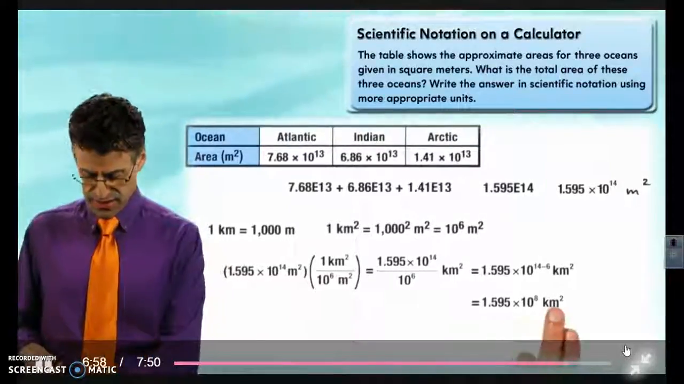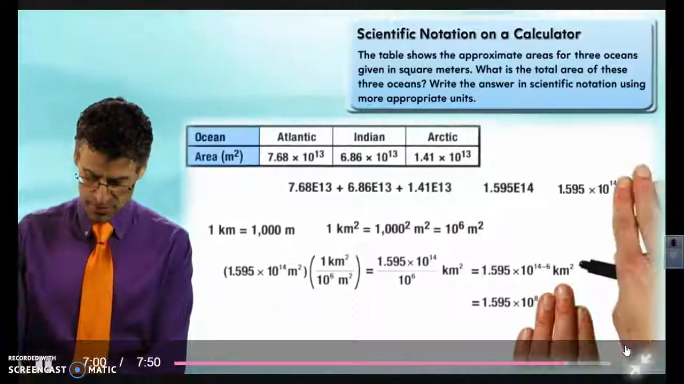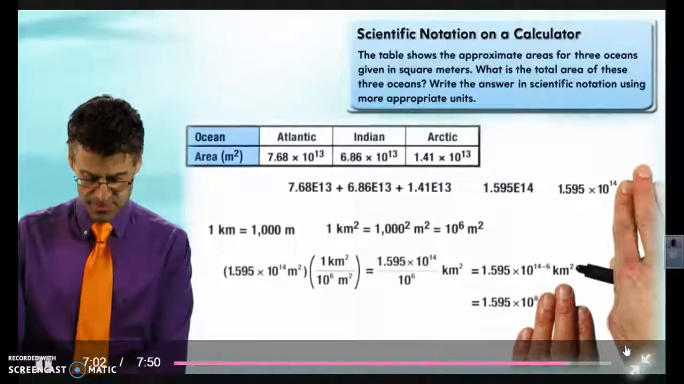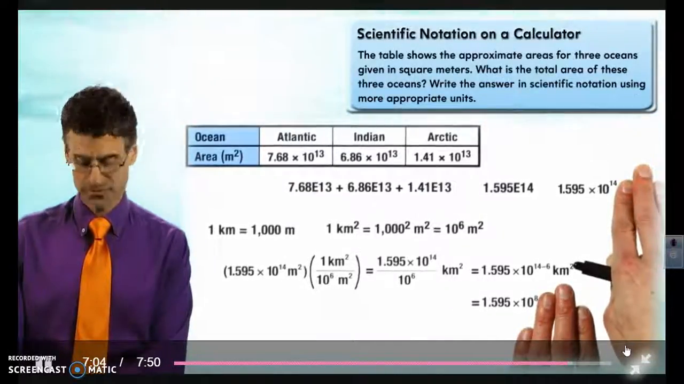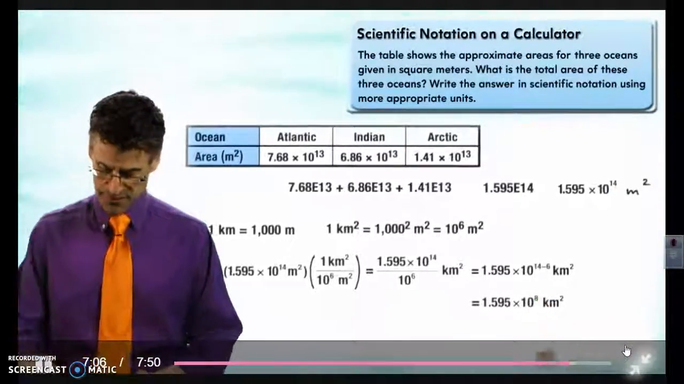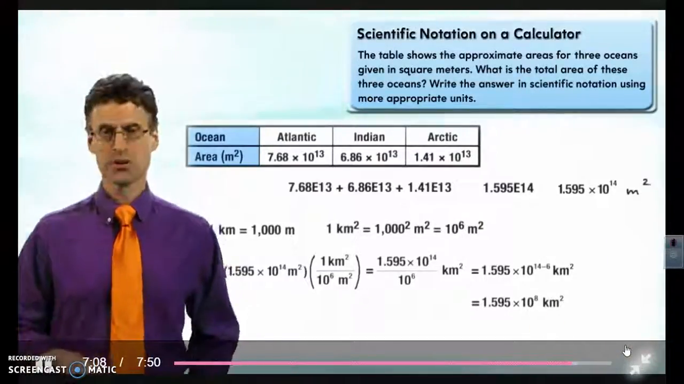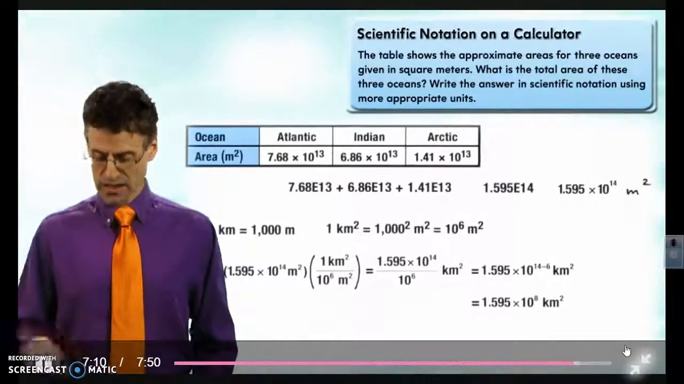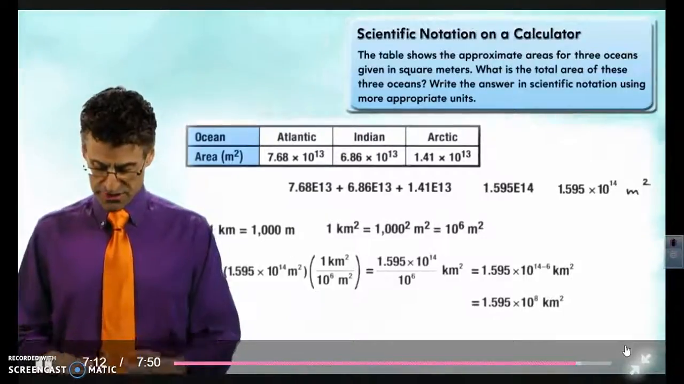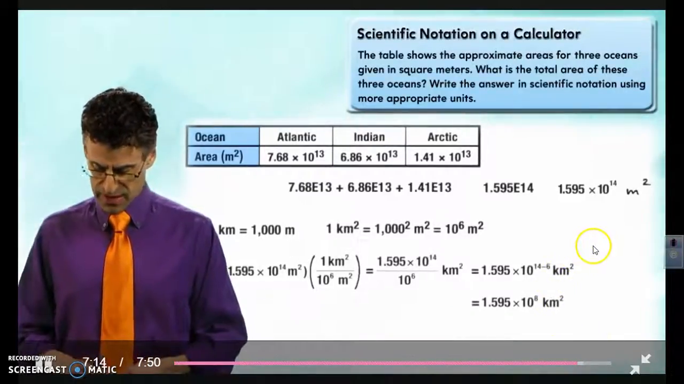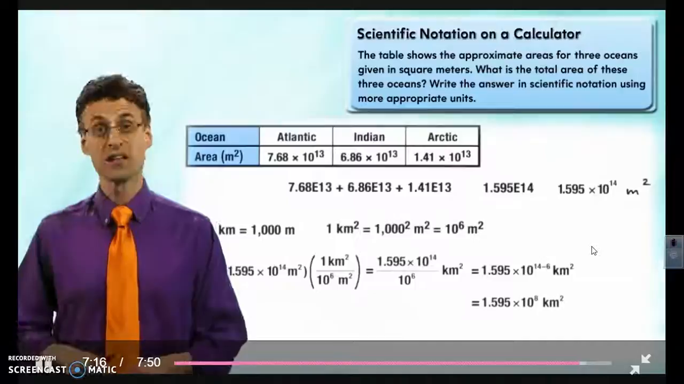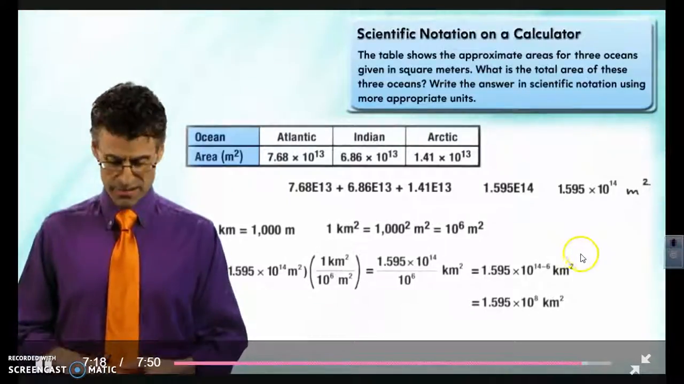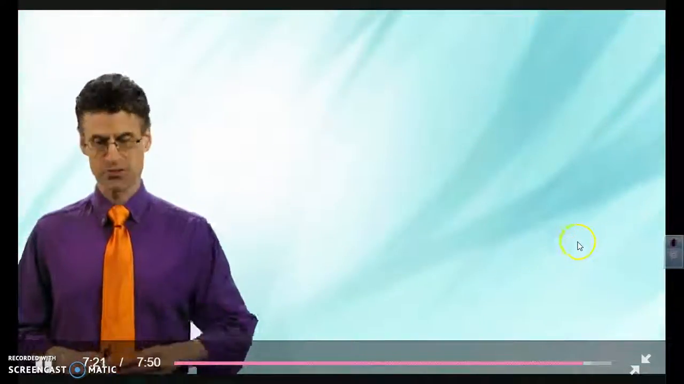And this value here is a smaller value than this. That's because the extra zeros, if you will, are eaten up by the fact that I went from meters squared to kilometers squared. I made that conversion. That conversion allows everything to happen. So the answer, I'd say, is 1.595 times 10 to the 8th kilometers squared. That represents the total sum of the area of these two oceans.